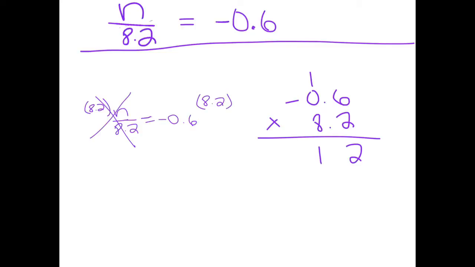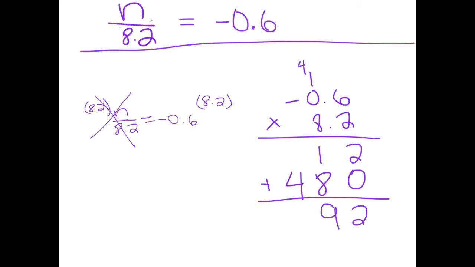Then below that, we need to add 0 as our placeholder and start multiplying the other number. So 8 times 6 is 48, 8 times 0 is 0, plus 4 is 4. And then we add 2 plus 0 is 2, 1 plus 8 is 9, and 4 plus 0 is 4.